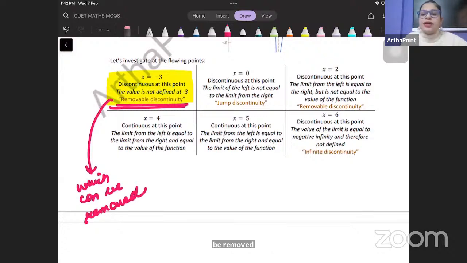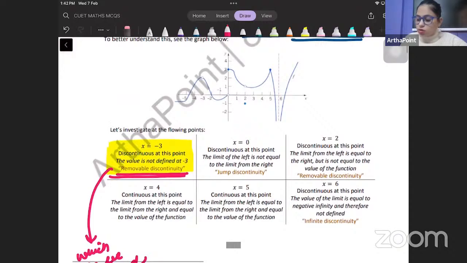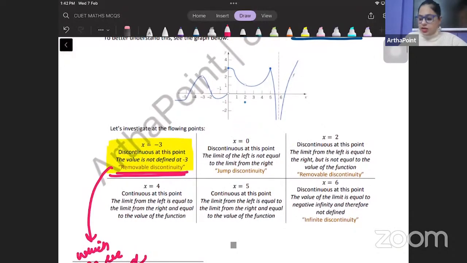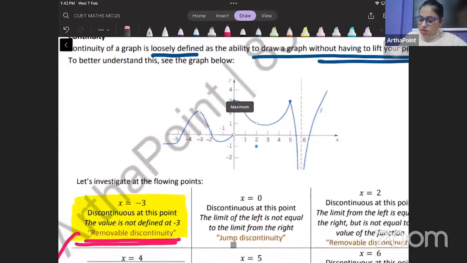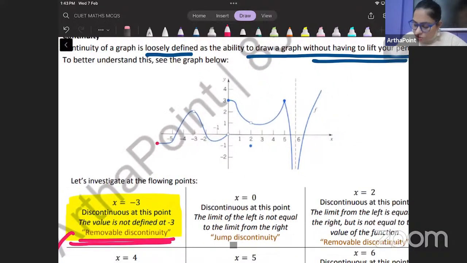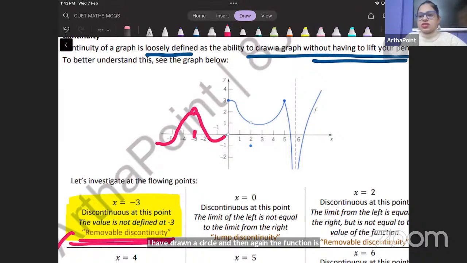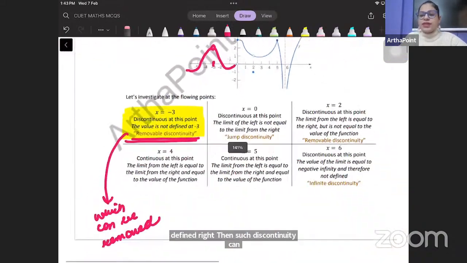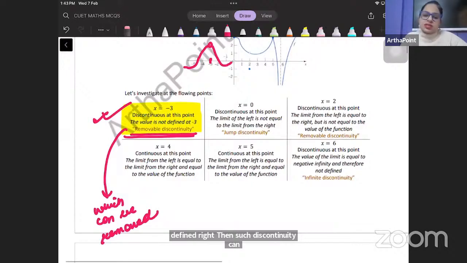तो अगर हम एक फंक्शन की डिसकंटिन्यूटी को रिमूव कर सकते हैं, जैसे see here बच्चे, I am saying that the function is approaching a particular value. So then at -3, the function value is not known to us. I have drawn a circle and then again the function is defined, right? Then such discontinuities can be removed and this is called as removable discontinuity.